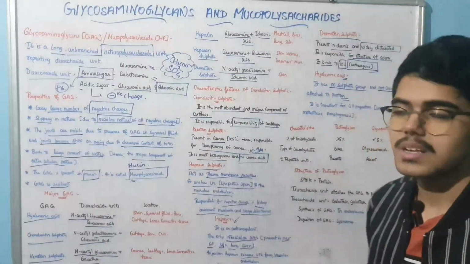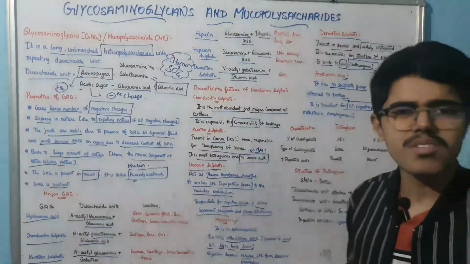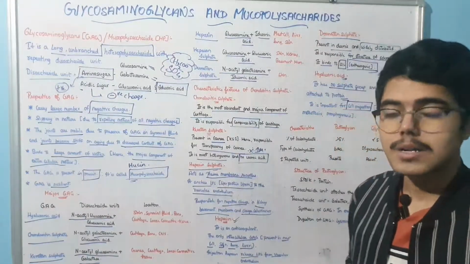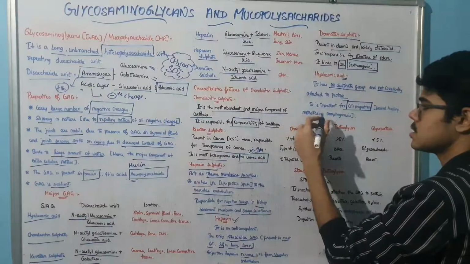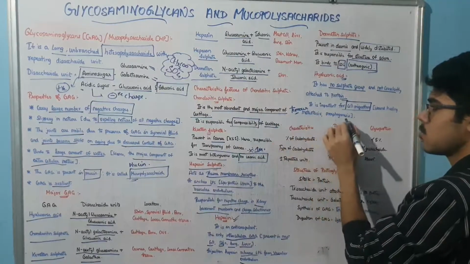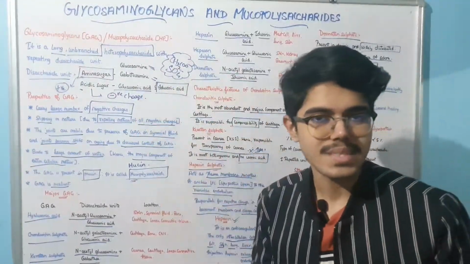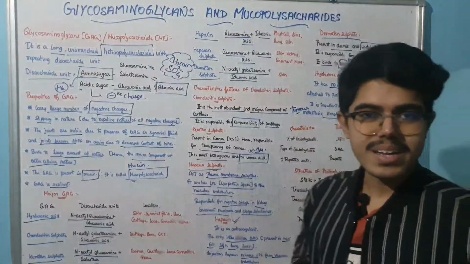What is the function? It is important for cell migration. So cell migration is very important for what? Wound healing, tumor metastasis, and also morphogenesis. So it is responsible for cell migration. That is what we have with the hyaluronic acid.